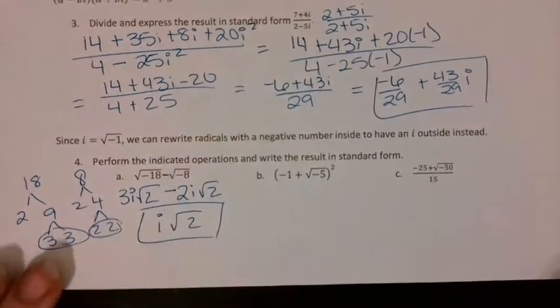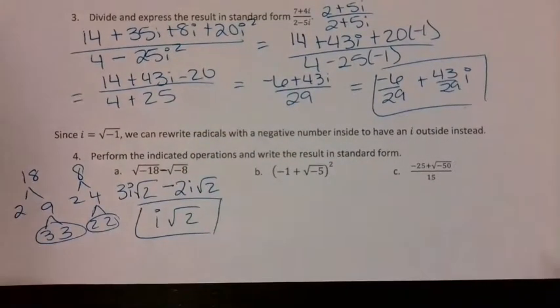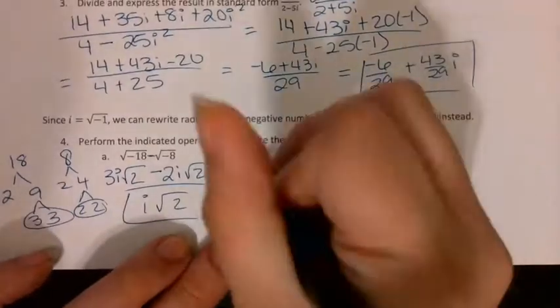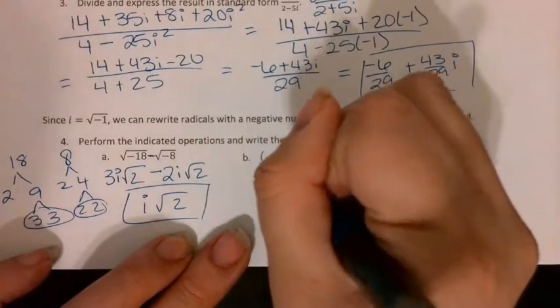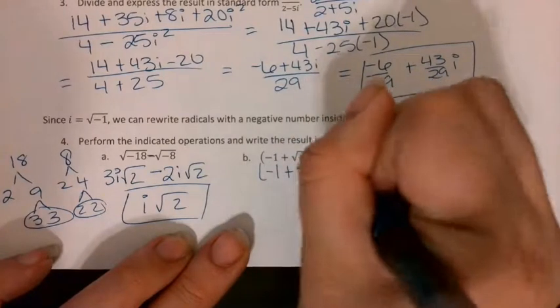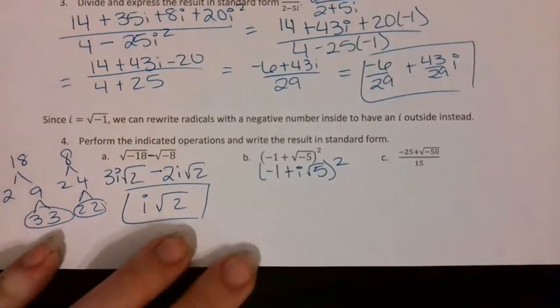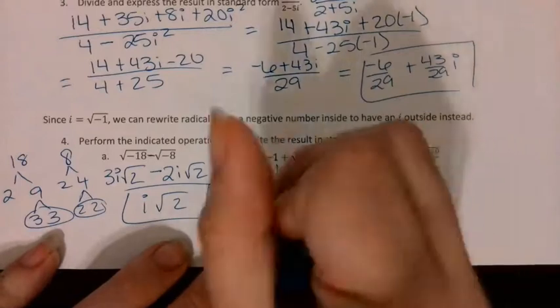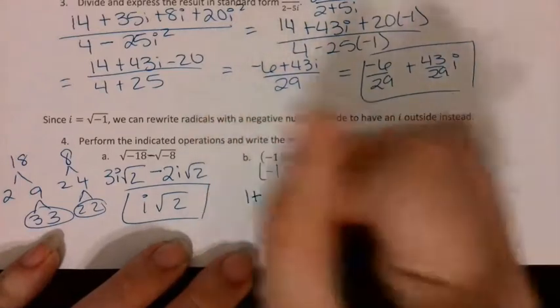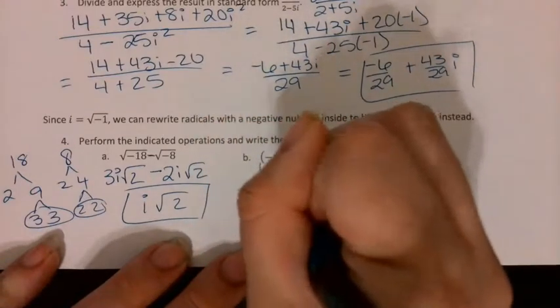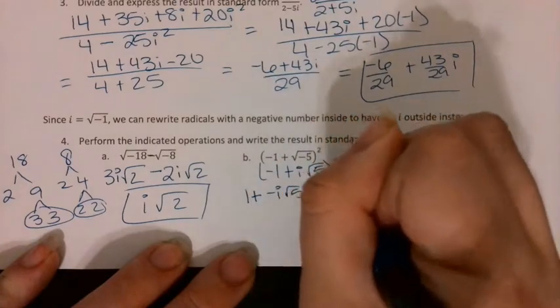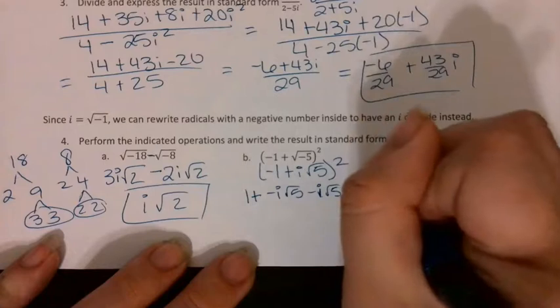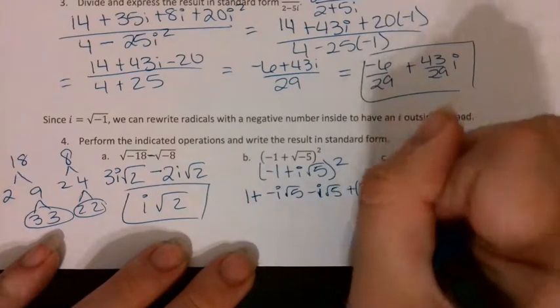Over here on b, I want to rewrite it first. So I have negative 1 plus i square root of 5 squared. So then negative 1 times negative 1 is 1. Then I have negative i square root of 5, negative i square root of 5, plus i square root of 5 squared.